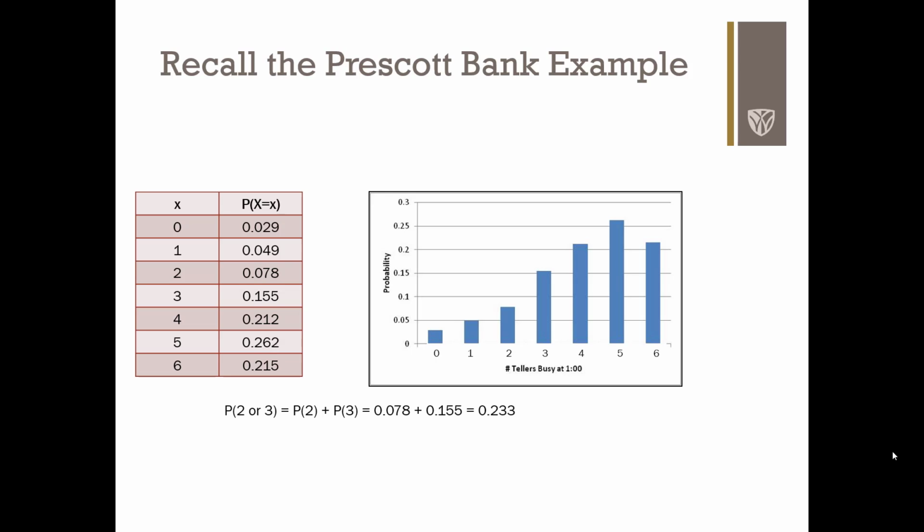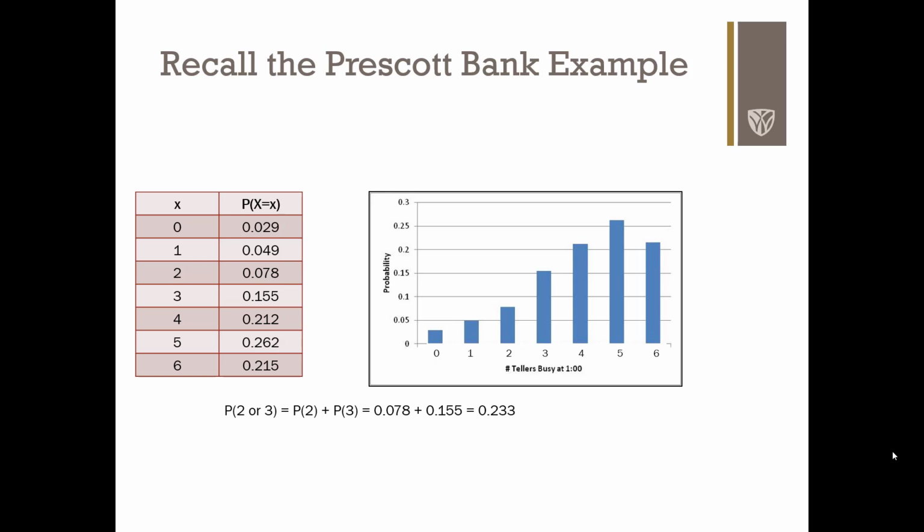In this lecture, we're going to take the concept of a probability distribution and extend the concept that we examined as a discrete probability distribution to the scenario when we have a continuous random variable, and therefore we need a continuous probability distribution. So recall that Prescott Bank example. Let's think about this in a slightly different way.